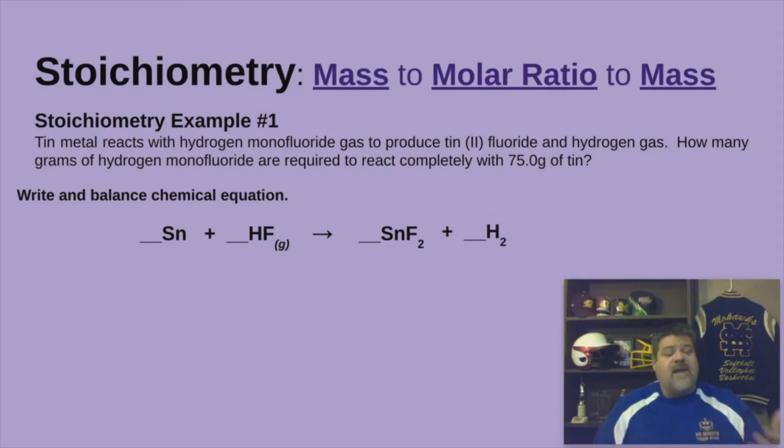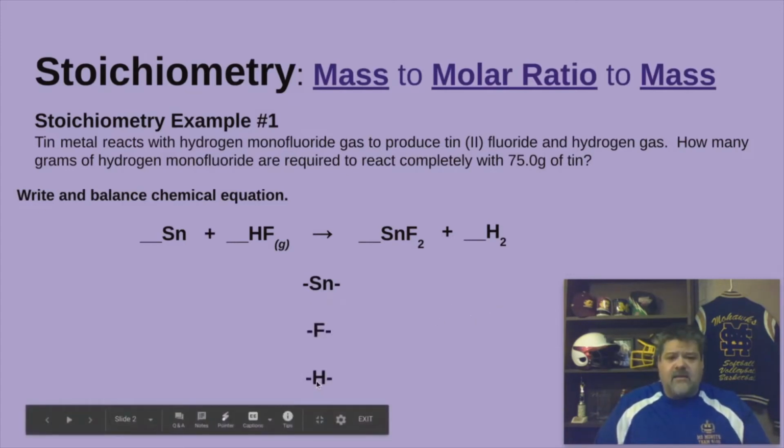So what do we do next? We have to balance this equation. We've already talked about balancing equations, so the first thing, if you remember, is we're going to put down the symbols of each element that we have. So we have tin, fluorine, and then hydrogen. I always like to save hydrogen to the end, so that's what we're going to do, especially since I have it over here.